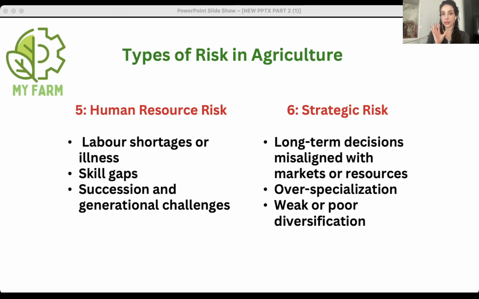If we look at the sixth risk, this is related to strategic risk. It results from long-term decisions that fail to align with market trends or resource availability, such as over-specialization or poor diversification.